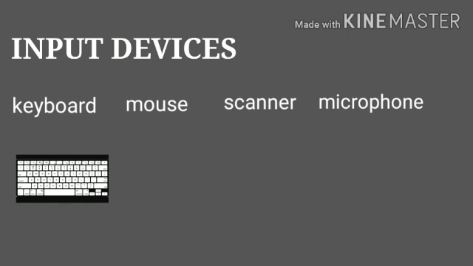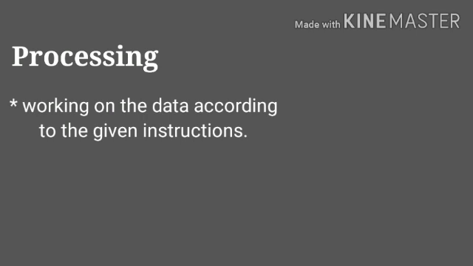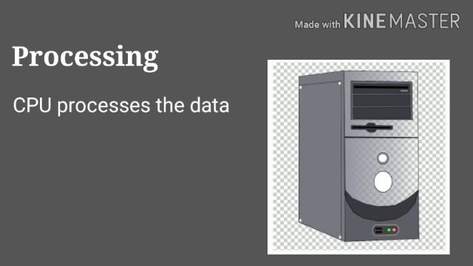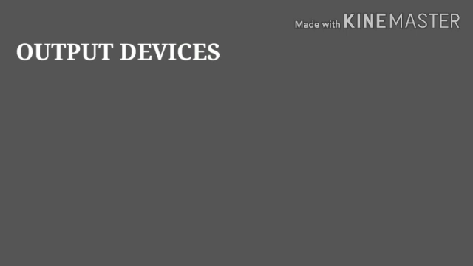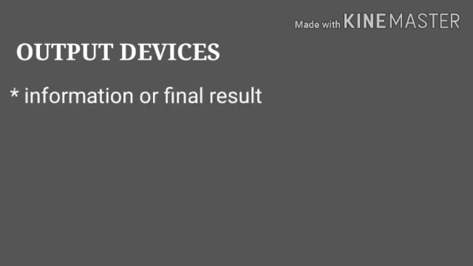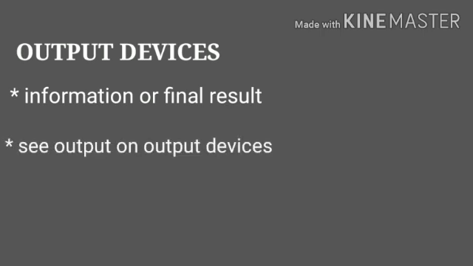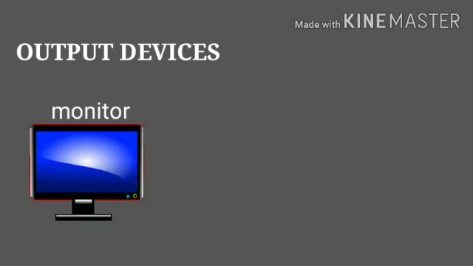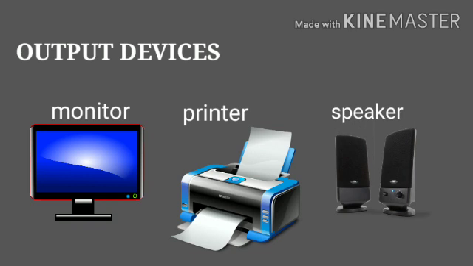The second part is the processing part. Processing means working on the data according to the given instructions. Data and instructions are provided as input. The CPU processes the data. The third part is the output, which is the information or final result. We can see output on output devices. Output devices are monitor, printer, speaker, etc.